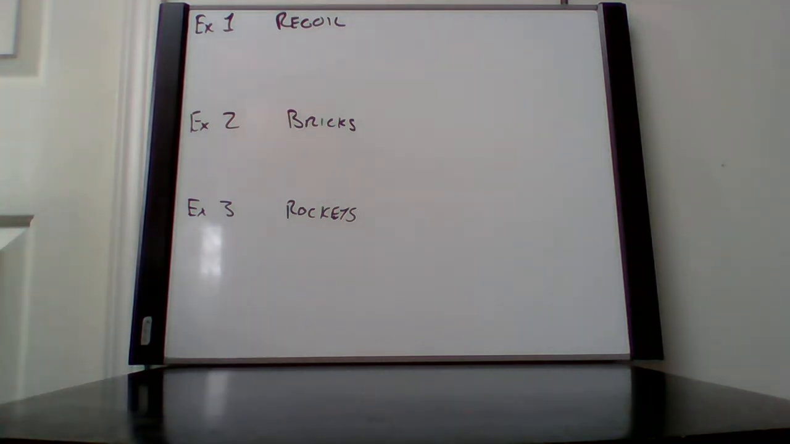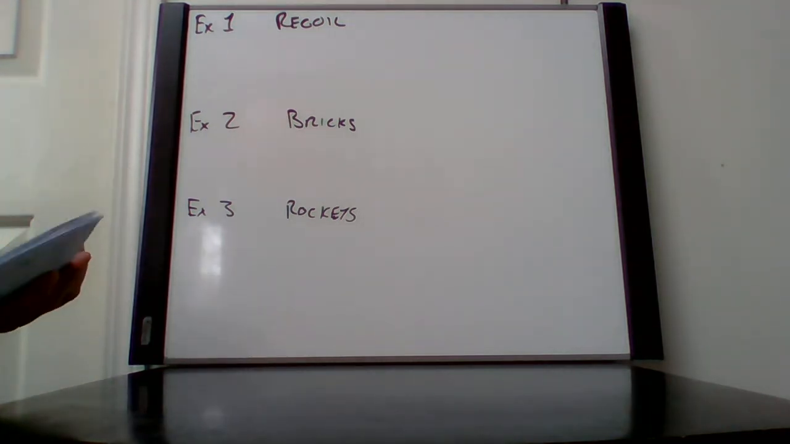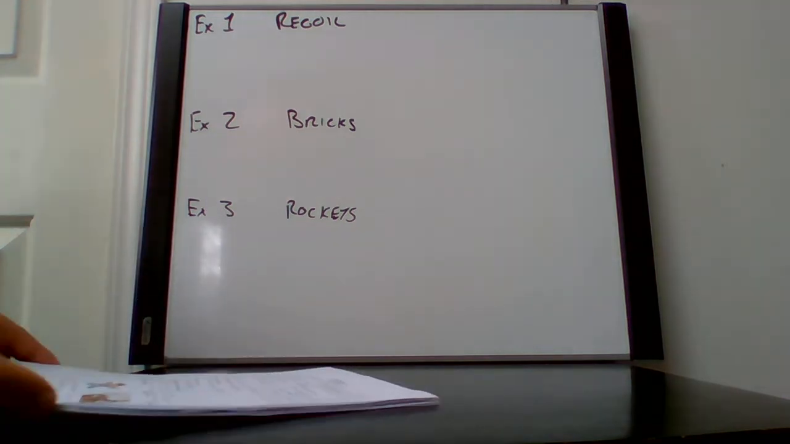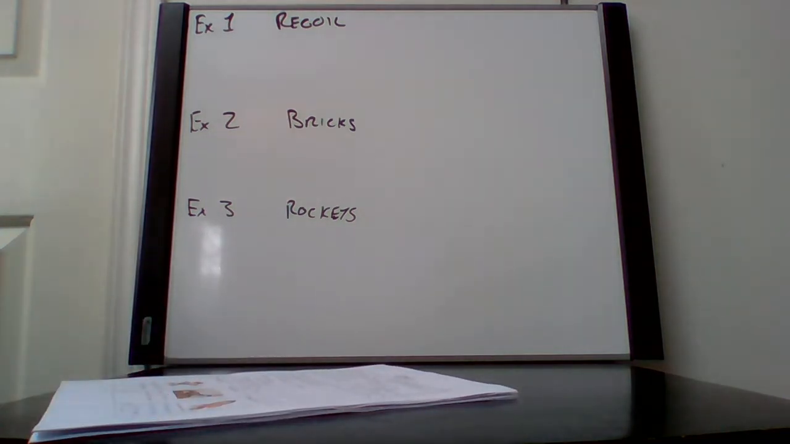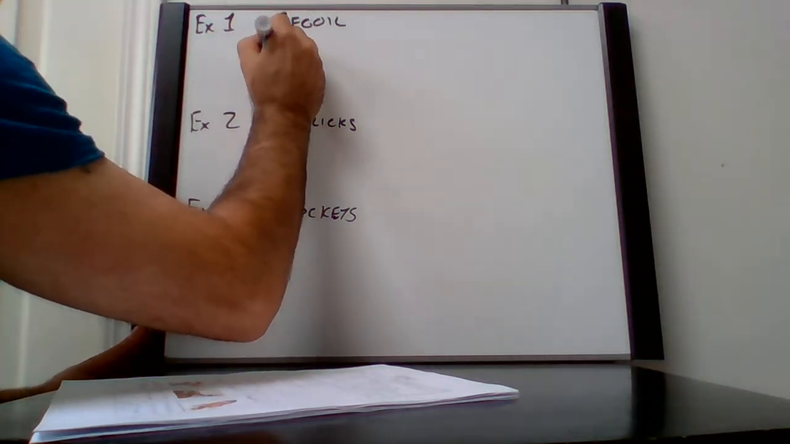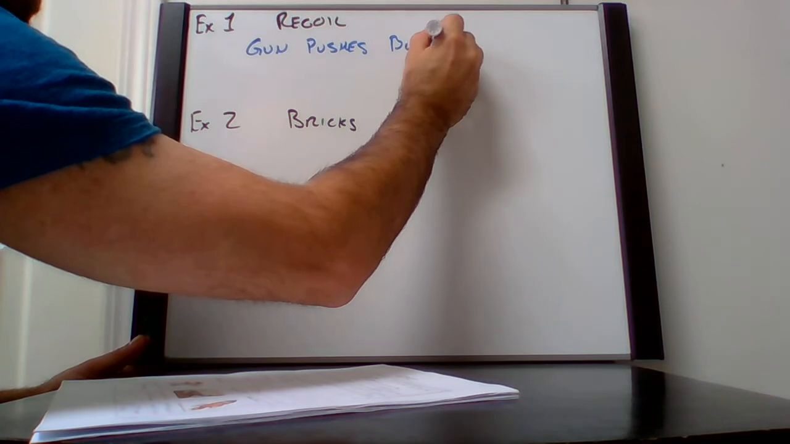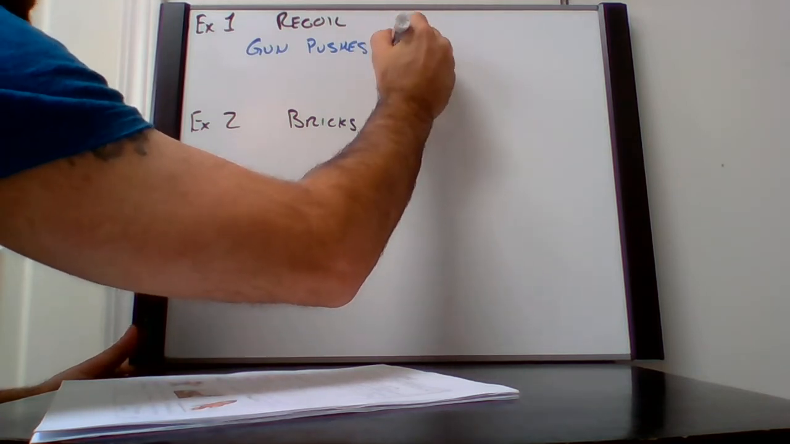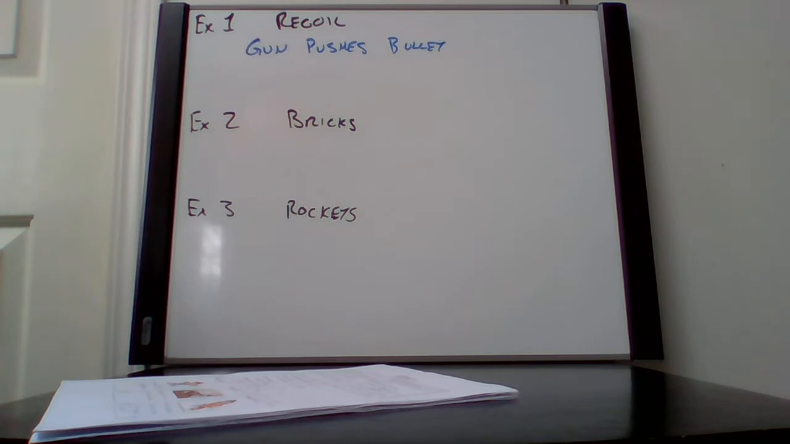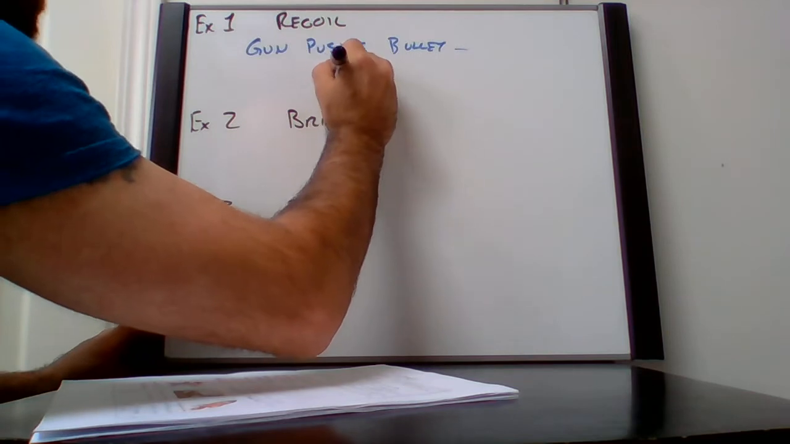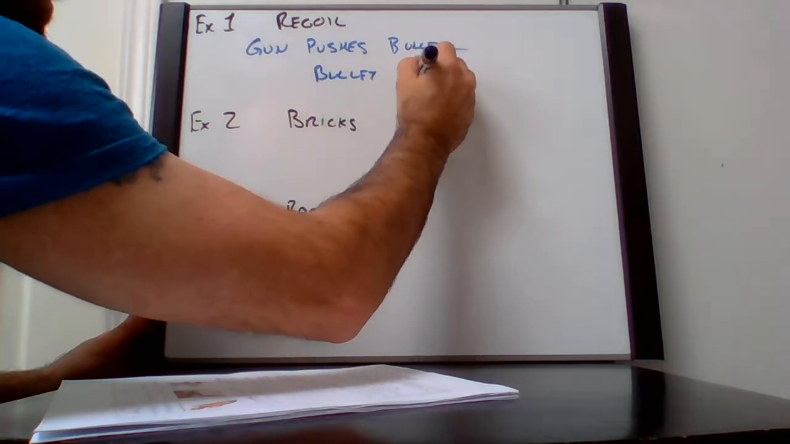Okay, three last examples I want to talk about here before we move on to talk about friction. Three common examples that we can think of here would be example 1, recoil. If we're shooting a gun, in this situation, the gun pushes the bullet. Now, I know that's not quite exact, but that's essentially what's happening. The gun is pushing the bullet, and the counter force, or the reaction force from here, is the bullet pushes the gun.